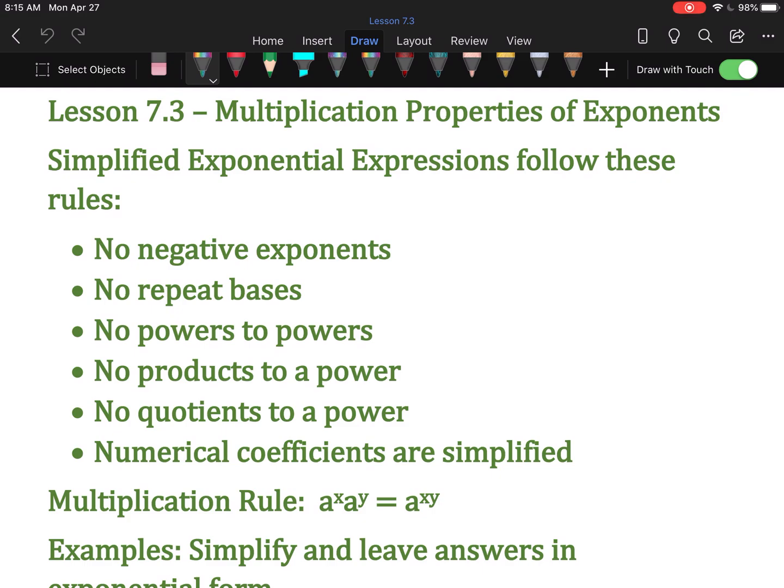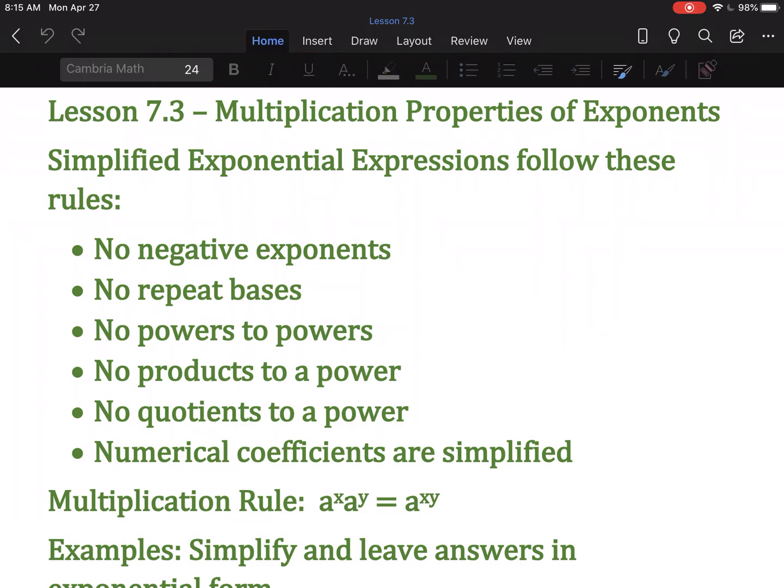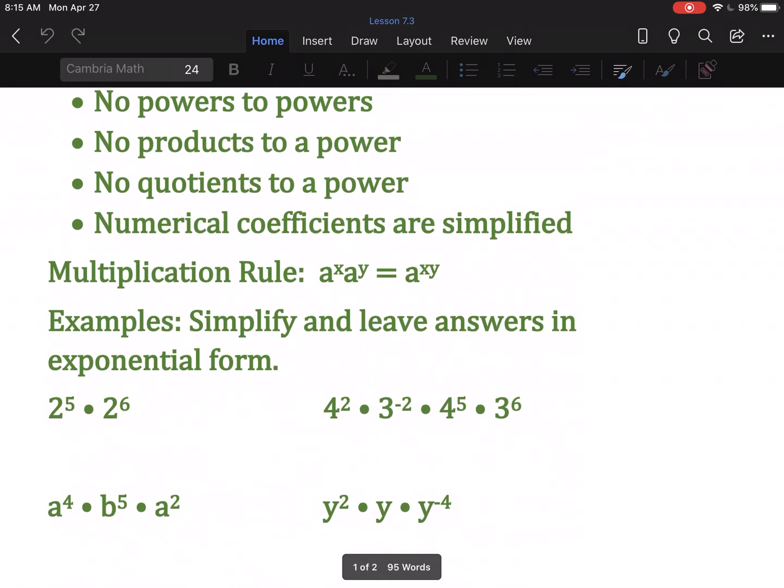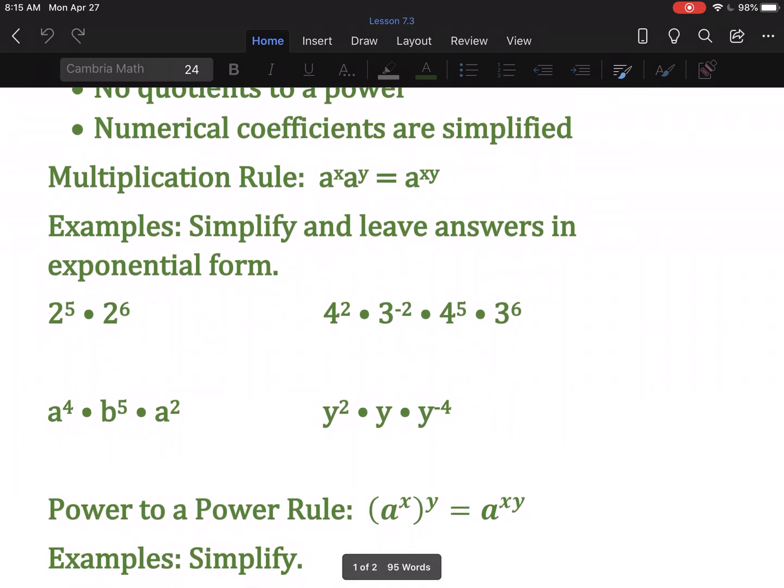And numerical coefficients are simplified, meaning if you have something like 3 to the 4th power, you're going to change 3 to the 4th to 81 in your final answer. Numbers to exponents you must work through. So if you don't know exactly what you have to do to simplify, here's a list of the properties. So let's talk about our rules.